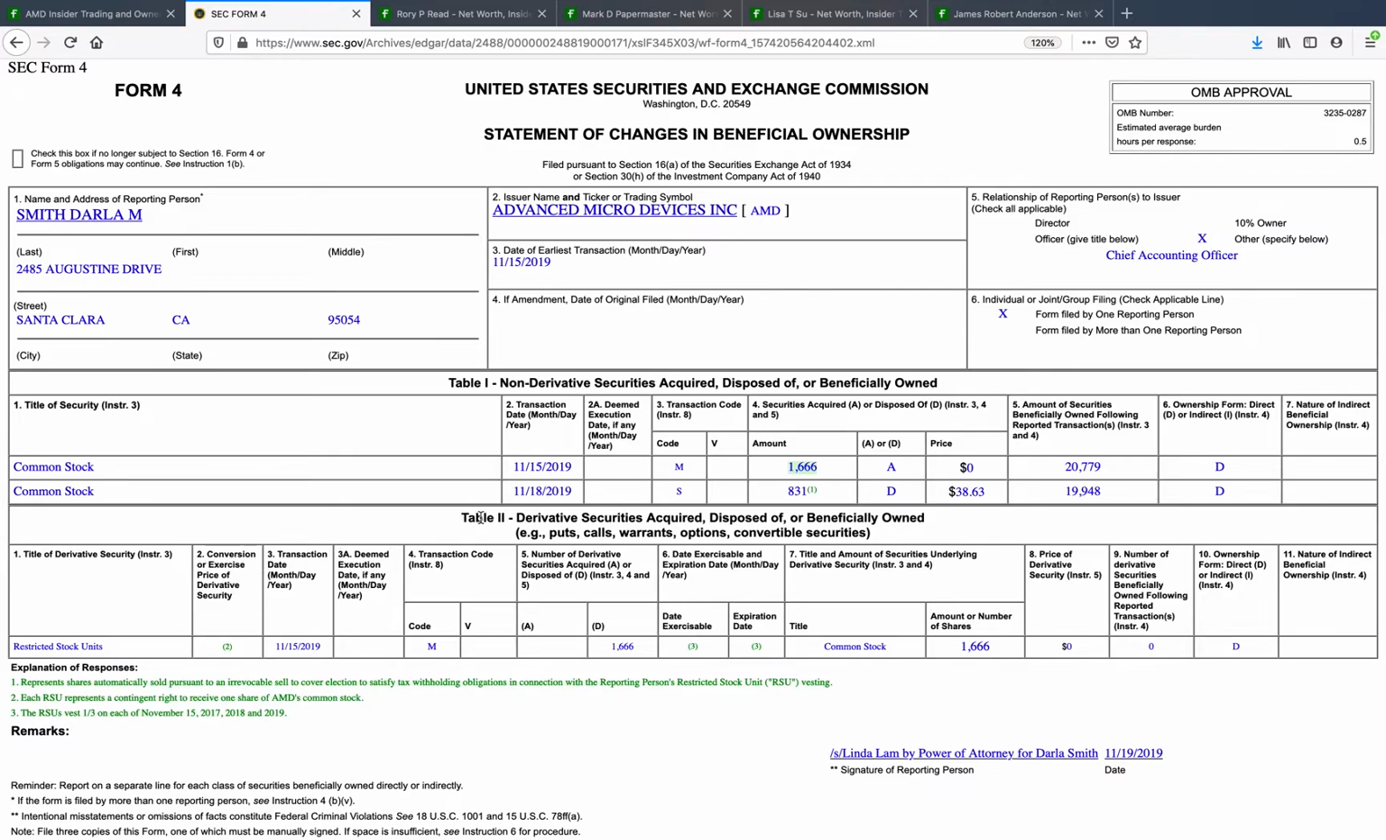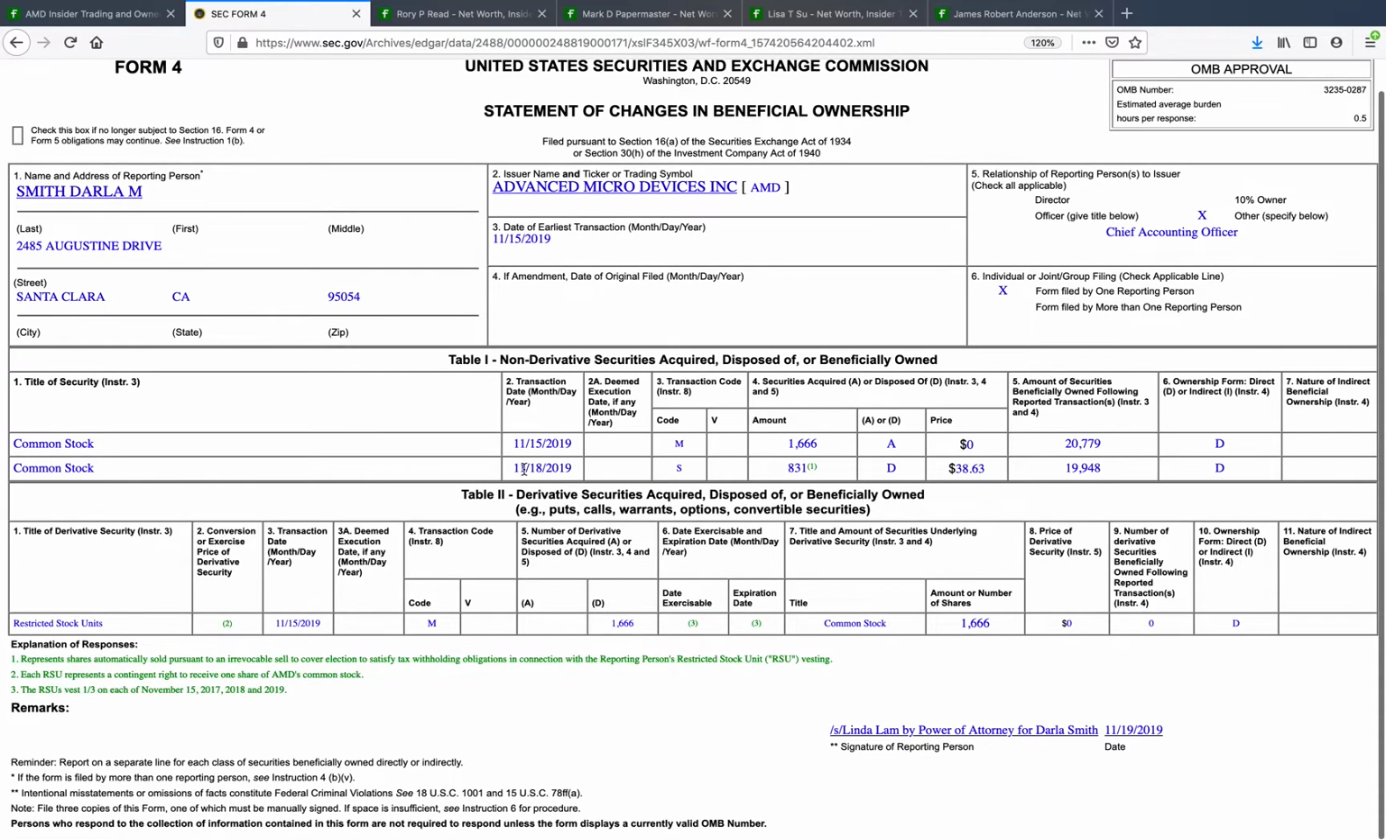This table 2 is the derivative securities acquired, disposed, or beneficially owned. So basically the derivatives are restricted stock units or what we know as options. And you can see here this is restricted stock units. This is kind of the contra line to this line here. She disposed of 1666 of the options or the restricted stock units in order to get these stock here. So that's kind of an overview of this.